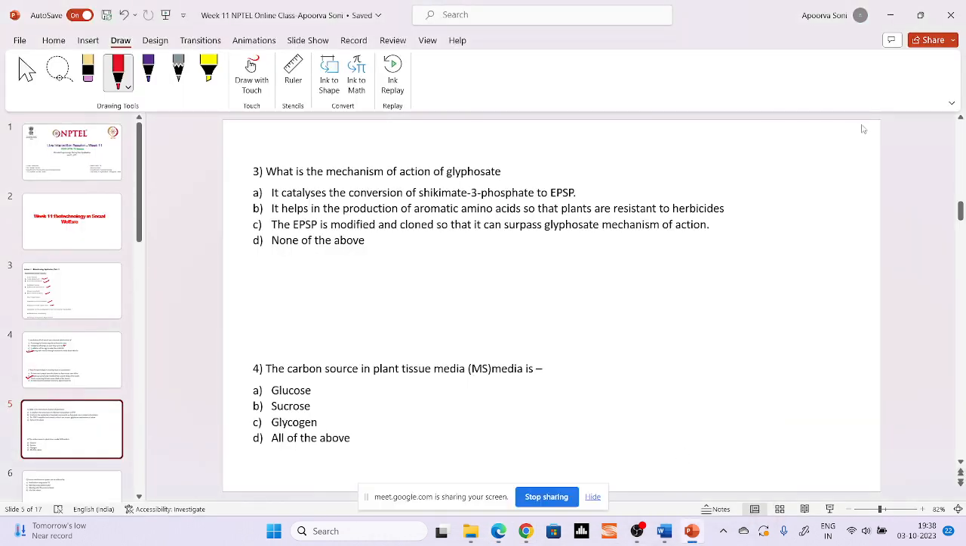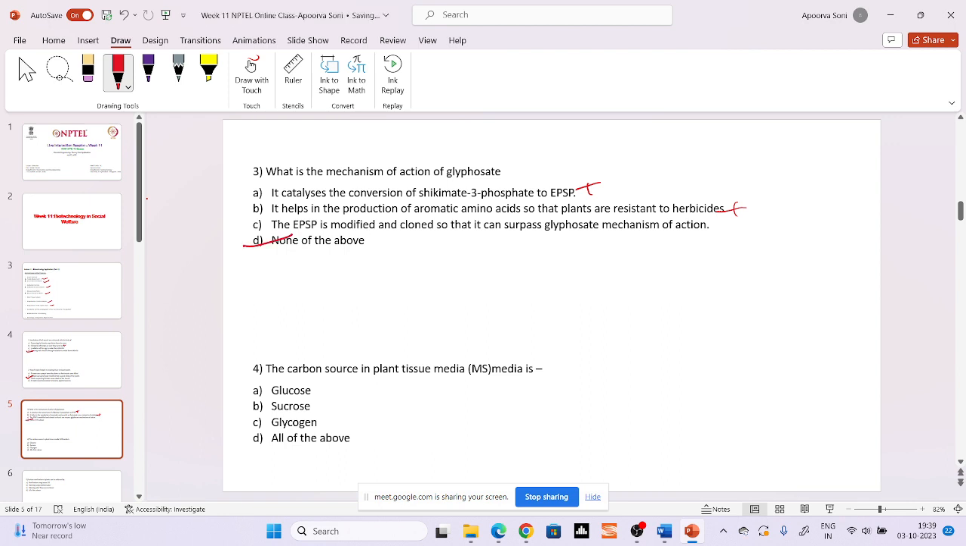So we had the options. That it catalyzes the conversion? No, it interferes with the conversion, so it cannot be the answer. It helps in the production of amino acids? No. Then the EPSP is modified and cloned so that it can surpass the glyphosate mechanism of action? No, it is not surpassing. So option D is correct.